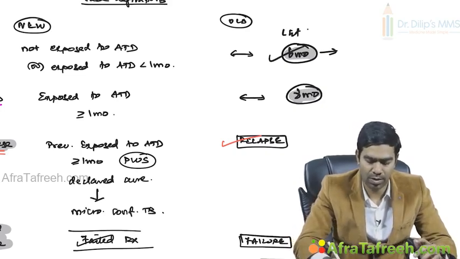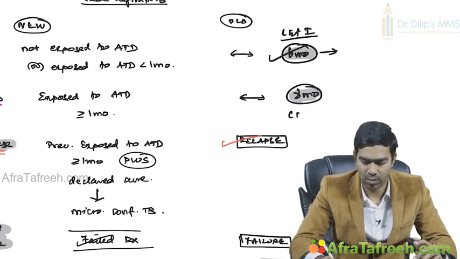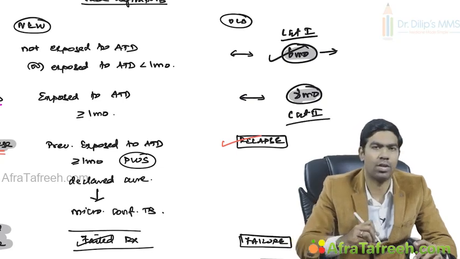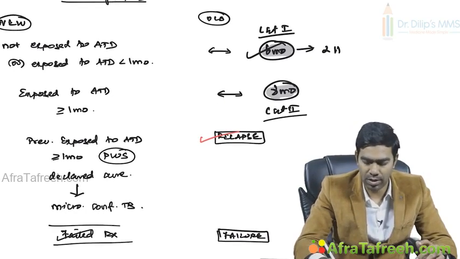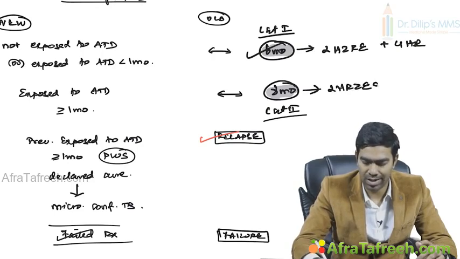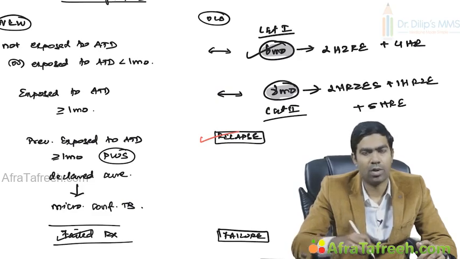So this is what we referred to previously as category 1, and this is what we referred to as previously treated cases, which we called category 2. But what is the major difference? Previously we know that it's treated with 2 HRZE plus 4 HR, and here we are going to treat with 2 HRZE plus 1 HRZE and 5 HRE.